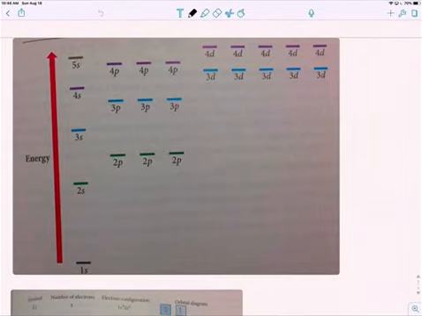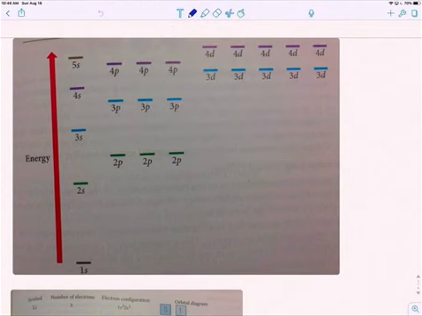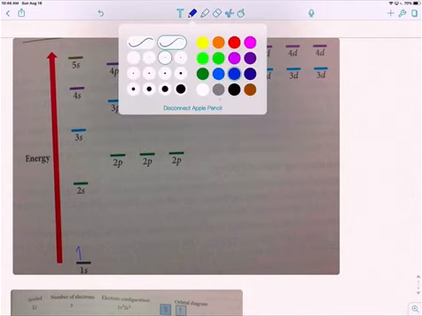Okay, let's move on and let's talk about the building up. This is called the Aufbau principle, the building up principle of electrons. So if you have one electron, it's just like that. Let me make my pen darker.